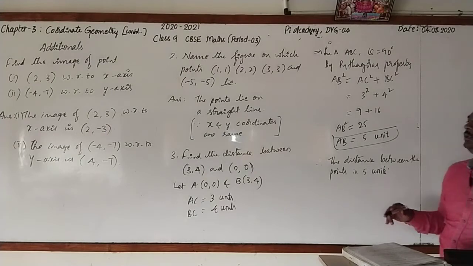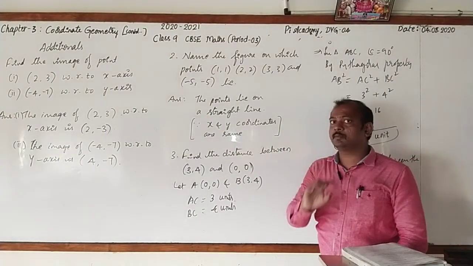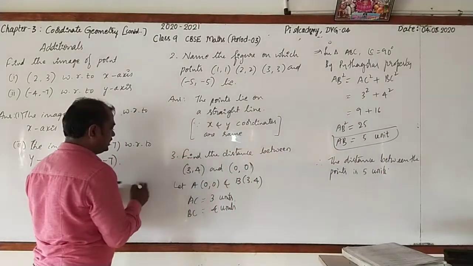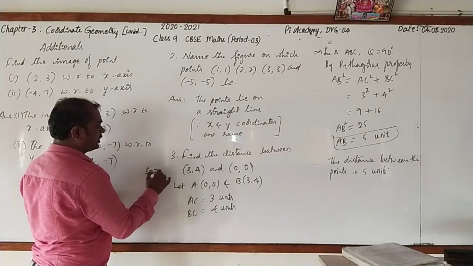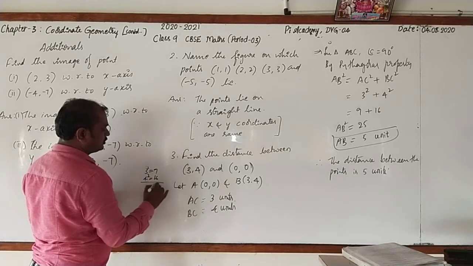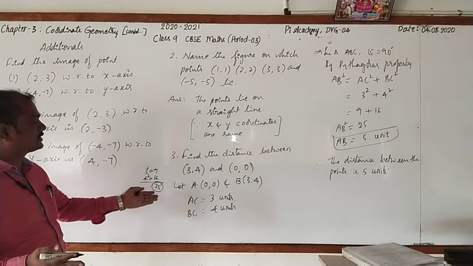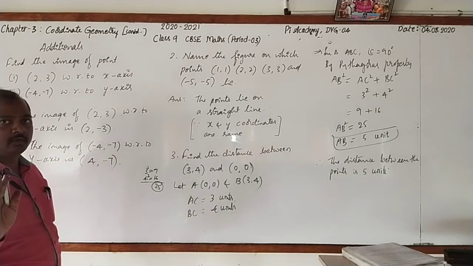Clear? Even if it is from (0, 0), you can tell that directly. Look here, 3 and 4 are there. 3 square is 9, 4 square is 16. Together, 25. 25 is the square of 5. Therefore, distance is 5. Got it?